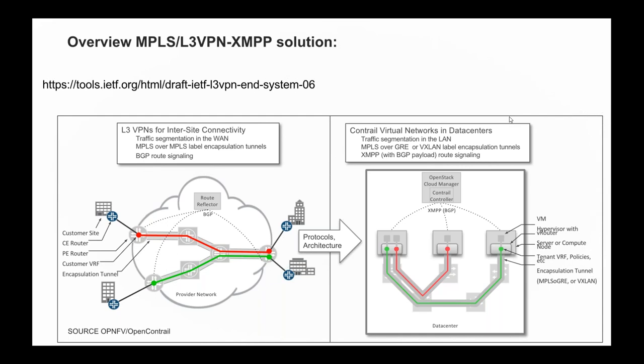If we look at this figure, we have an IETF internet draft. We put the link here, as you see. It explains very well the solution and how it can be implemented. So OpenContrail, supported by Juniper recently, implemented this solution. It's the only SDN, in fact, that implements this solution.